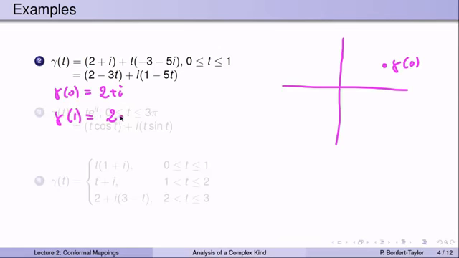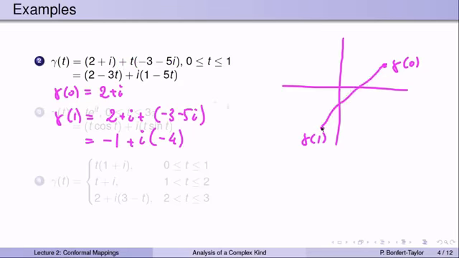What is gamma of 1? That's 2 plus i plus 1 times minus 3 minus 5i. And that is equal to 2 minus 3, which is minus 1, plus i times 1 minus 5, so minus 4. So minus 1 minus 4i. That is somewhere down here. What does the path do in between? It keeps subtracting more and more from gamma of 0. It is a linear mapping from gamma of 0 to gamma of 1. And again, we could break this up into the real part and the imaginary part if we wanted to.